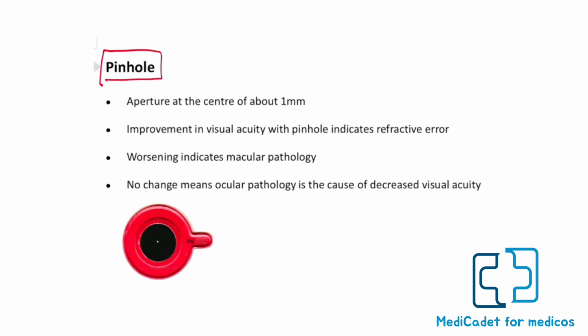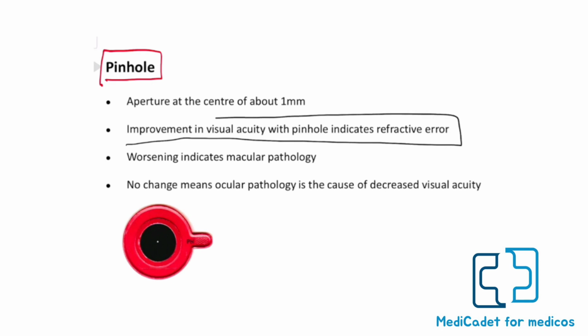Now what is the pinhole? This pinhole has a small aperture at the center which is about 1 mm. What it does is cut off all the paraxial rays and allow only the central rays to pass through. And what does an improvement in visual acuity with pinhole indicate? This is very, very important. Whenever there is an improvement in visual acuity with a pinhole, this indicates that there is a refractive error. This is very important because a large percentage of patients in our OPD have difficulty in vision because of refractive error.